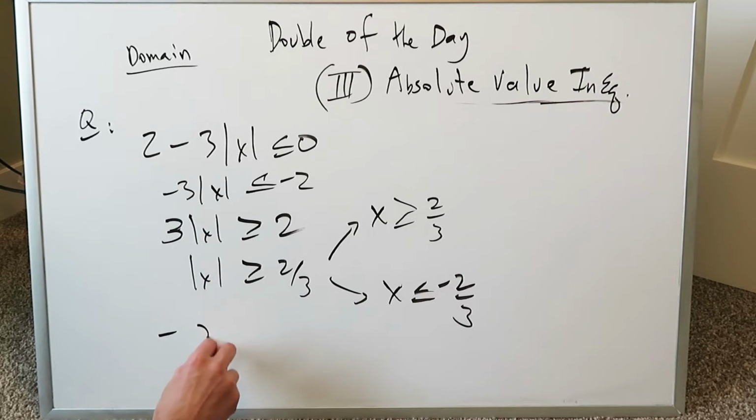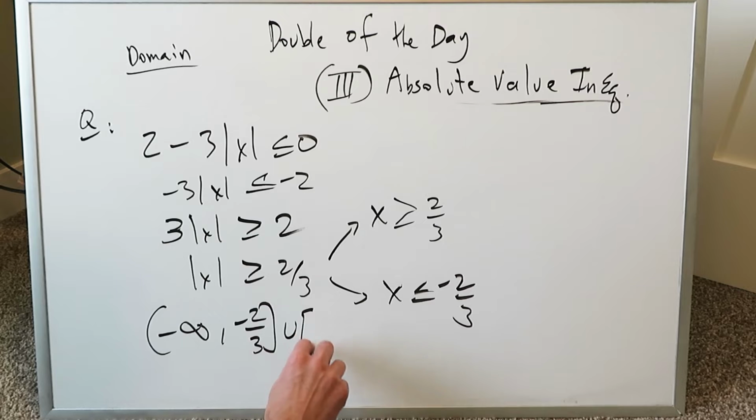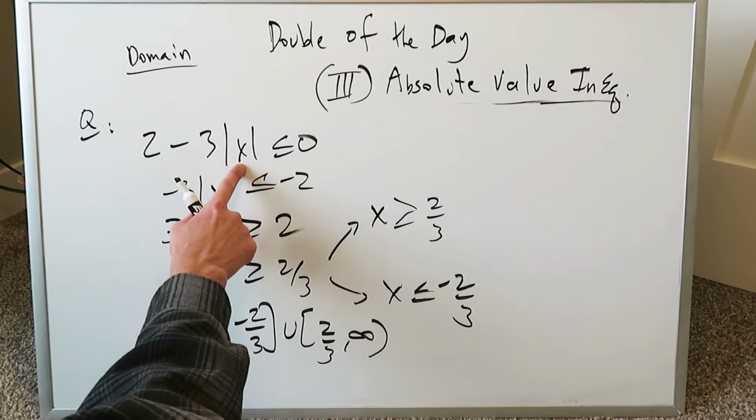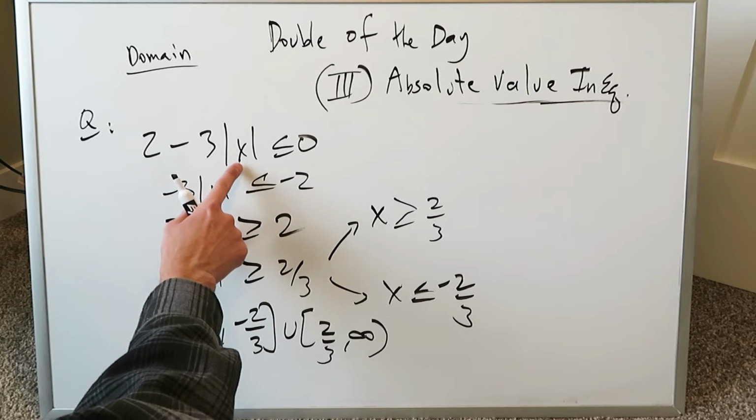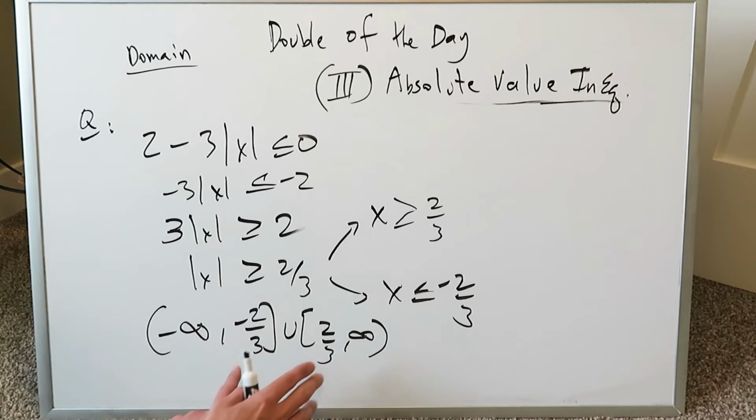You can very well express your answer here in interval notation. Minus infinity coming all the way up to minus 2 over 3 including it. And then you jump up to 2 over 3 including 2 over 3 and you go up to infinity. Find a value in between, could be 0. If you put 0 in here, you'll have 2 minus 0 is less than or equal to 0. 2 is not less than or equal to 0. So you know very well it has to be values in this interval you see.